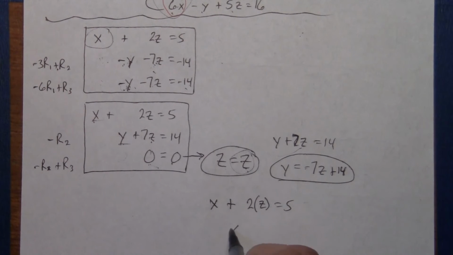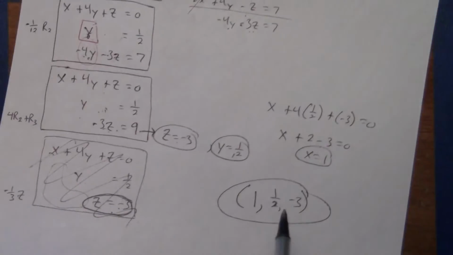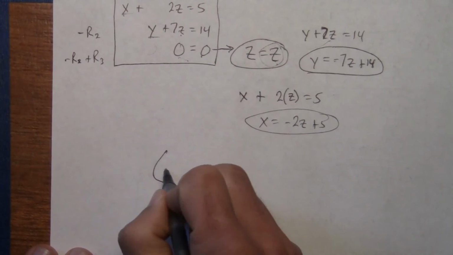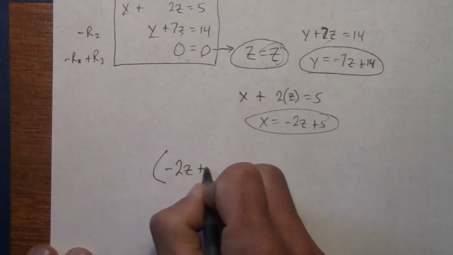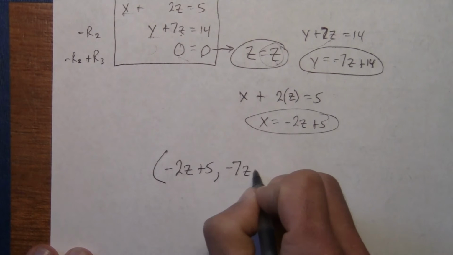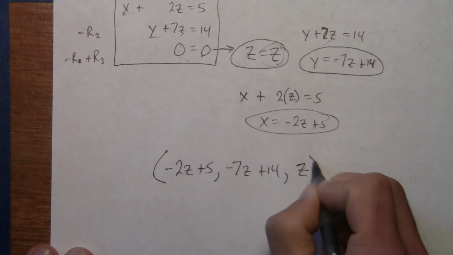And now solve for x. So that means I have to subtract 2z, and there's what x is equal to. And then you're still going to write your answer like it's a three-dimensional point. You're going to say instead of x, you're going to say it's -2z plus 5, comma. Instead of y, you're going to say -7z plus 14, comma. And then instead of z, you write z.